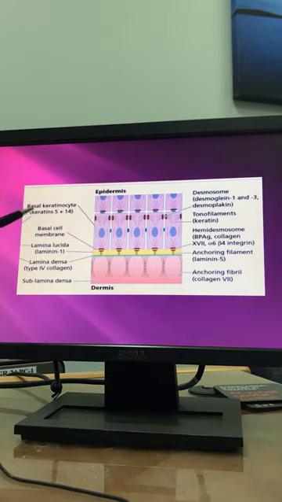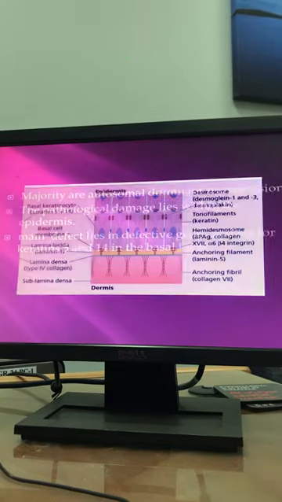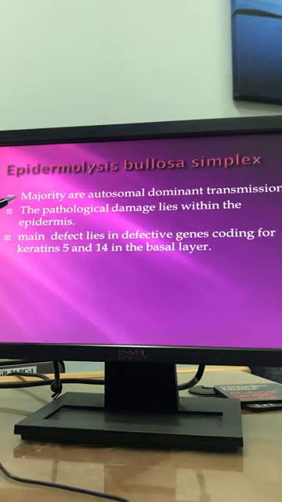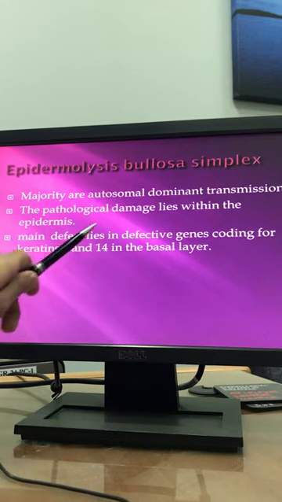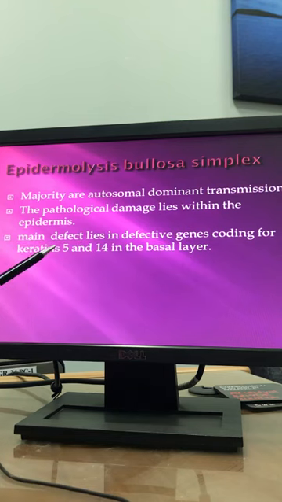So, as I told you, let's start with epidermolysis bullosa simplex. Mainly, it is autosomal dominant, and the pathological damage lies within the epidermis. The main defects are in the genes coding for keratin 5 and 14 in the basal layer. So this is a genetic disease. There is a defect in the keratin 5 and 14 genes.